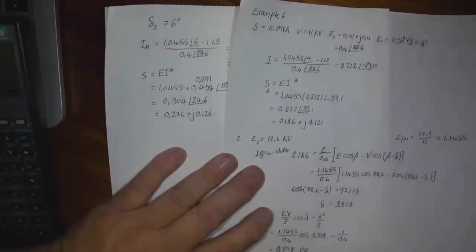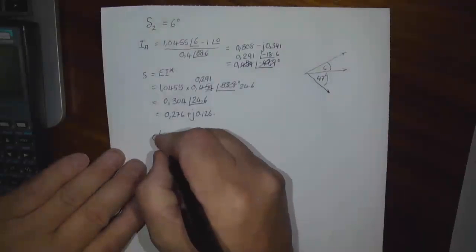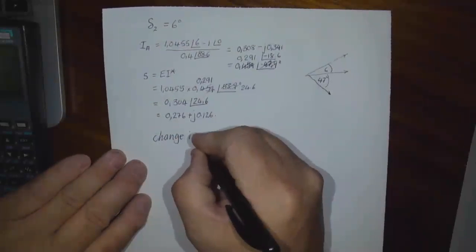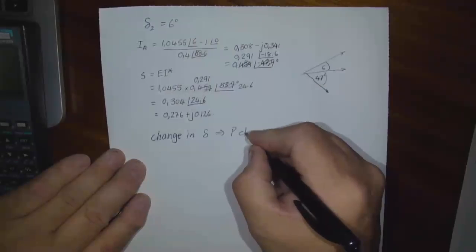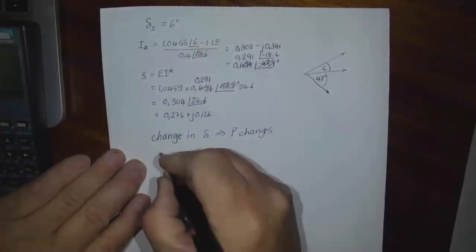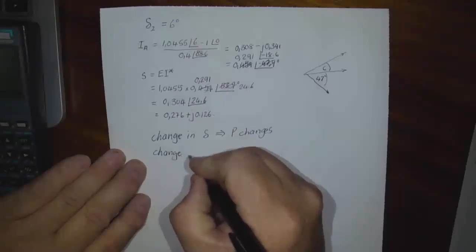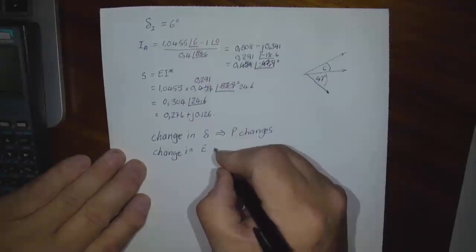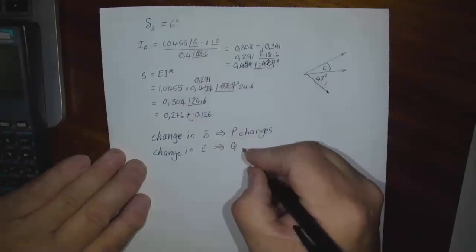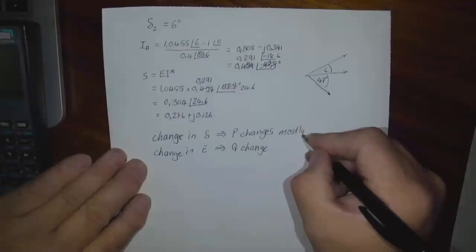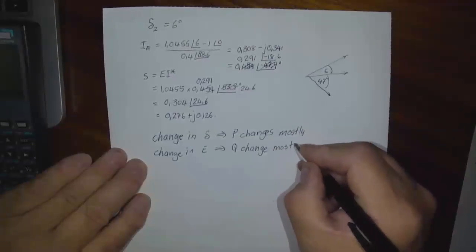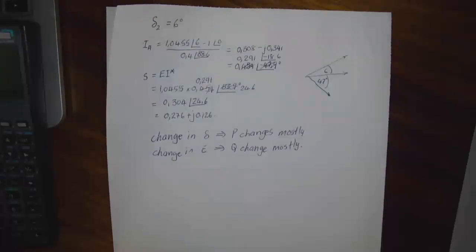So there you can see clearly that a change in delta changes P, no? And a change in E implies Q changes, mostly. Okay. Any questions so far?